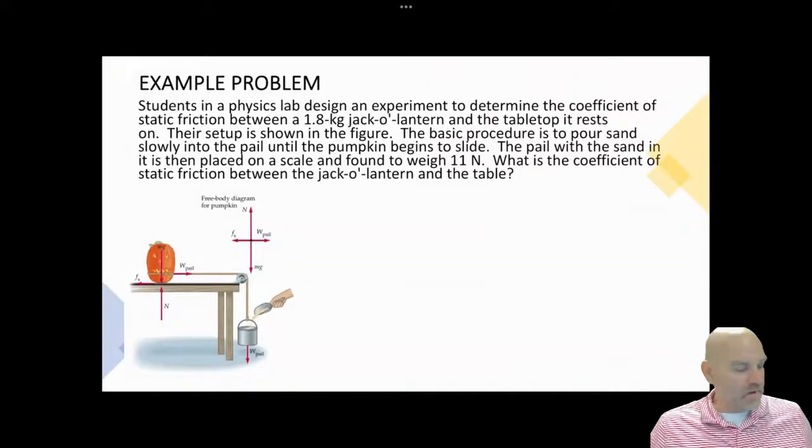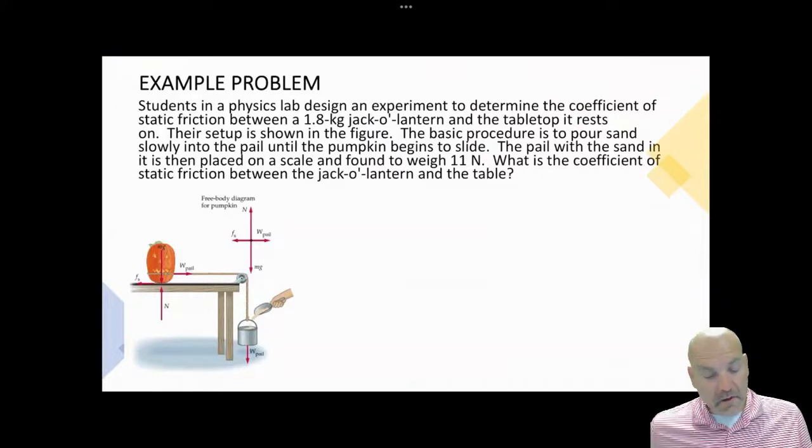So let's look at a static friction problem, and this is an Atwood machine problem. It says students in physics lab design an experiment to test the coefficient of friction of a pumpkin on the tabletop. You can see the setup in the figure. The basic procedure is to pour sand slowly into the pail until the pumpkin begins to move. The pail with the sand in it is placed on a scale and found to weigh 11 newtons. What is the coefficient of static friction between the jack-o'-lantern and the table? Perfect, because this video is being created around Halloween, about 4 or 5, 6, 7 days away.